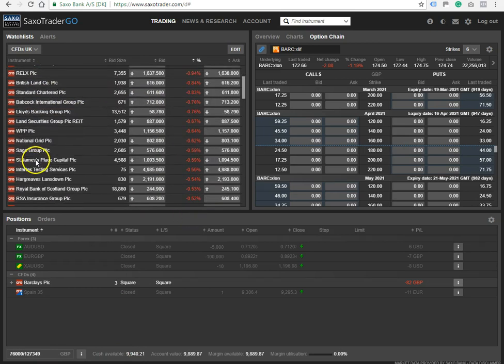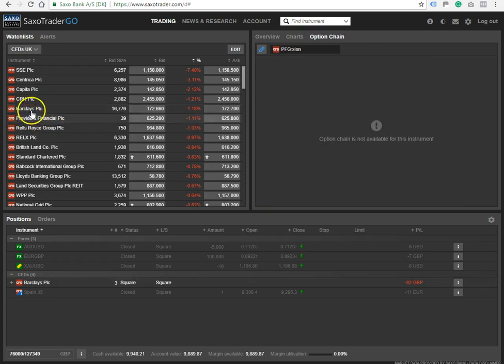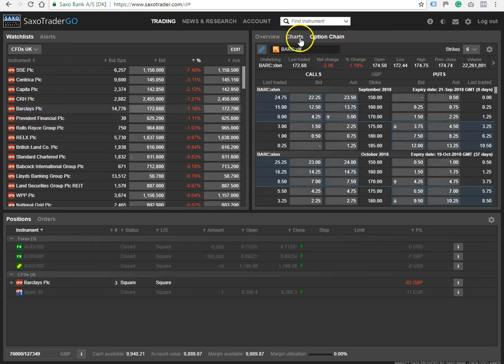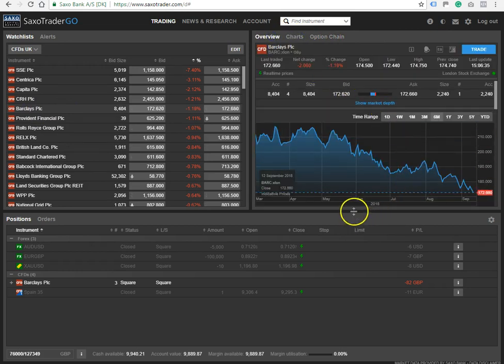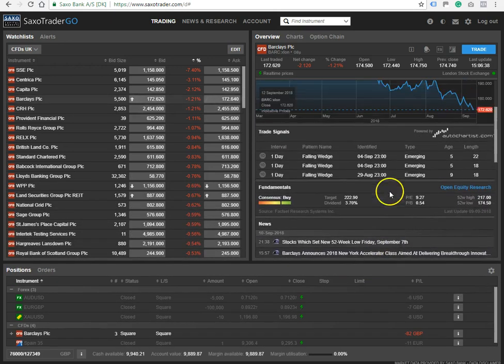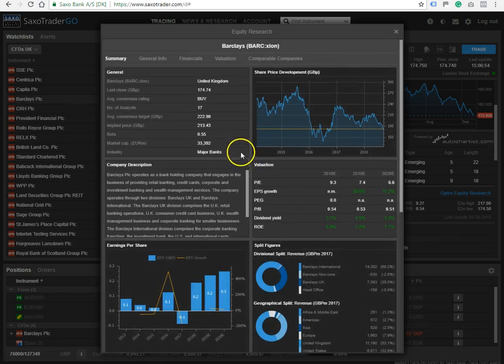One thing I did actually forget to mention is the research. We touched on it briefly, but let's just go back to Barclays, for example. So here, Barclays, you've got the option chain, charts, overview. Let's just hide that market depth, bring this down a bit. And over here, open equity research. So as well as technical analysis, you've also got a fair amount of fundamental analysis that's produced. We'll just give that a while to load up, which is quite interesting, actually.